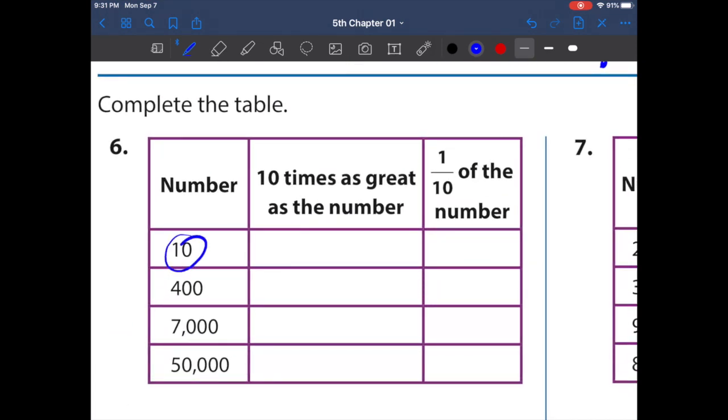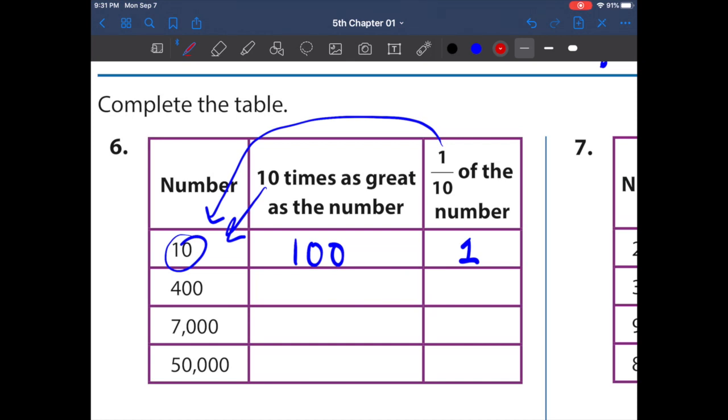Here's our number 10, and it says 10 times as great as the number. So what is 10 times as great of this? Well, that would be 100. And then what is 1/10 of this number? Well, if we had only 1 out of 10, that would be 1. All right, let's try another one.